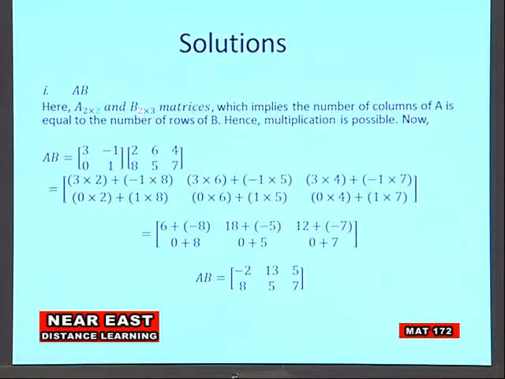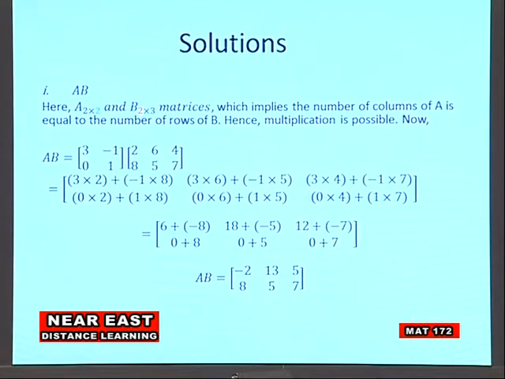The rows of A times each column of B. First row of A multiplying the first column of B, then the second column of B, then the third column of B. So first row multiplying first column, second and third, then the second row will also multiply the first column, second column and third column. So if you look at the first row, I have 3 and I have minus 1.